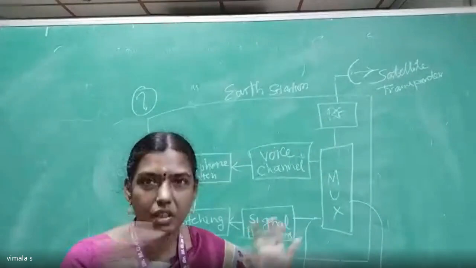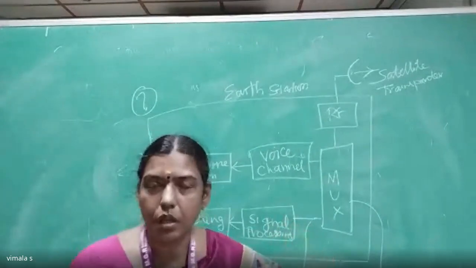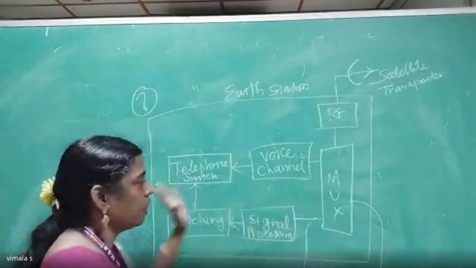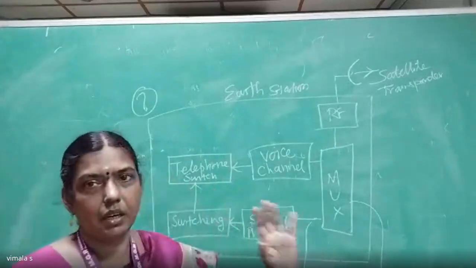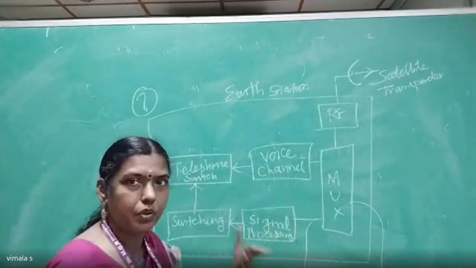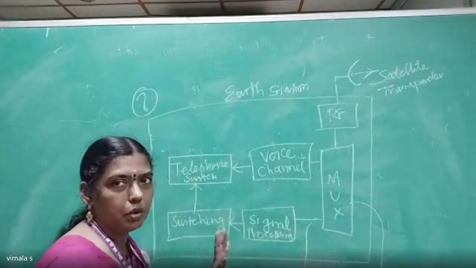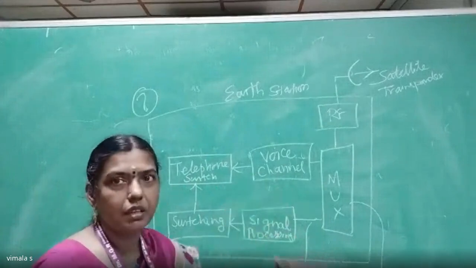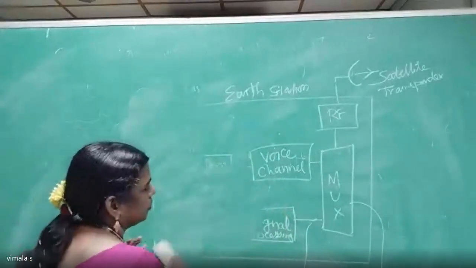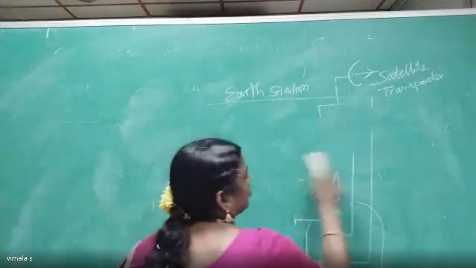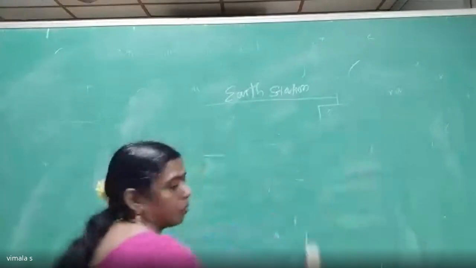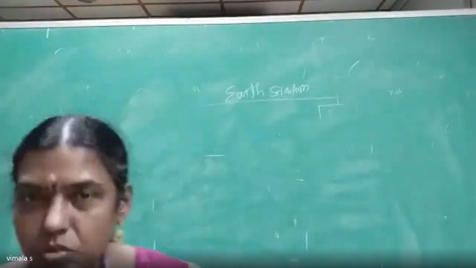When you are going to design a satellite link, what are the important points? That is the important part of this third unit: designing the satellite link. What are the points you have to remember and analyze for designing the satellite link? What are the points you have to discuss?